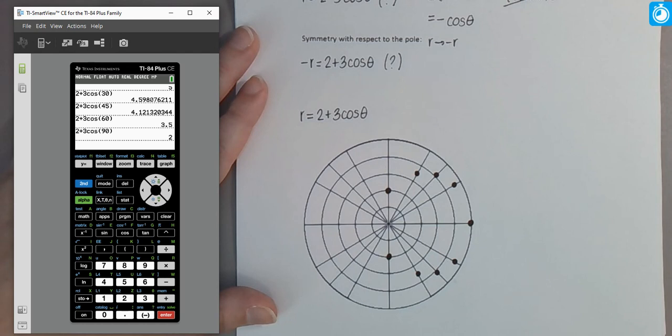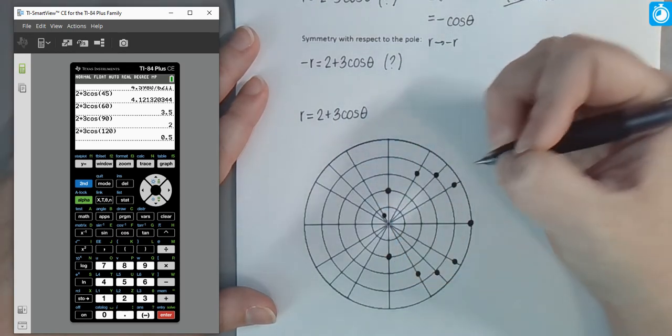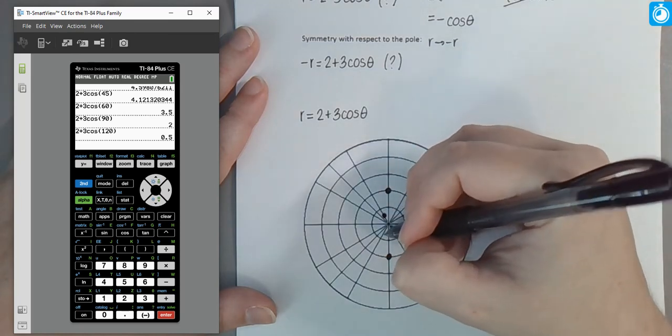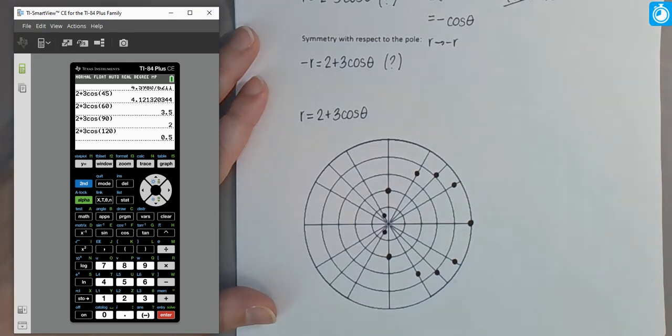So let's keep going. So now we're to 120. So 2 plus 3 times the cosine of 120 degrees is going to take us to 0.5. So at 120, we're halfway between the pole and the first ring, which means we're also doing the same thing on the other side of the polar axis. Once we get to 135, 2 plus 3 times the cosine of 135 degrees, now we're negative. Okay, so something unique has happened here.